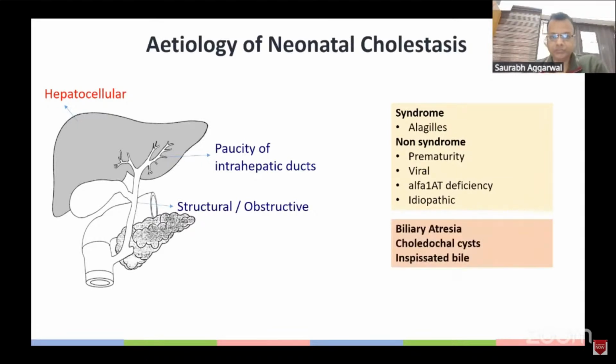There are a few common causes like biliary atresia, choledochal cyst, and inspissated bile, which may lead to cholestasis due to structural causes or obstruction of the bile flow. And there are several hepatocellular causes also.